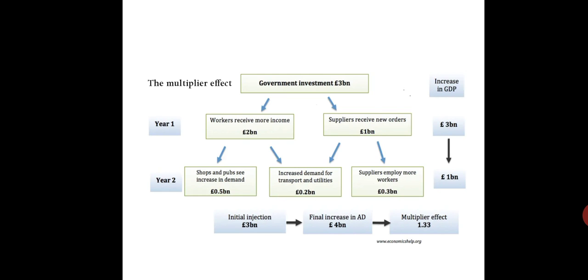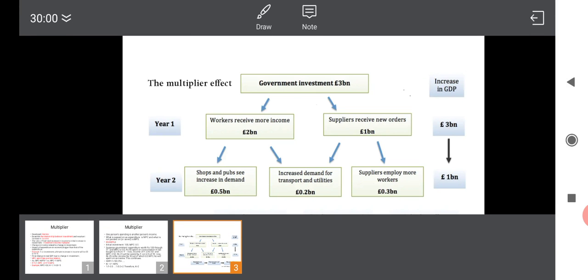There has been an investment worth 3 billion, but in the economy, the real increase in demand was 4 billion. That means a 1.33 multiplier effect has happened here. The initial investment has multiplied and become 4 billion at the end of the second year. This is the concept of the multiplier by Keynes.